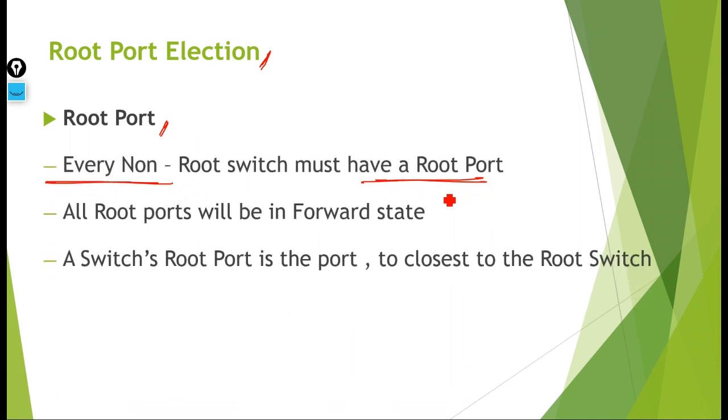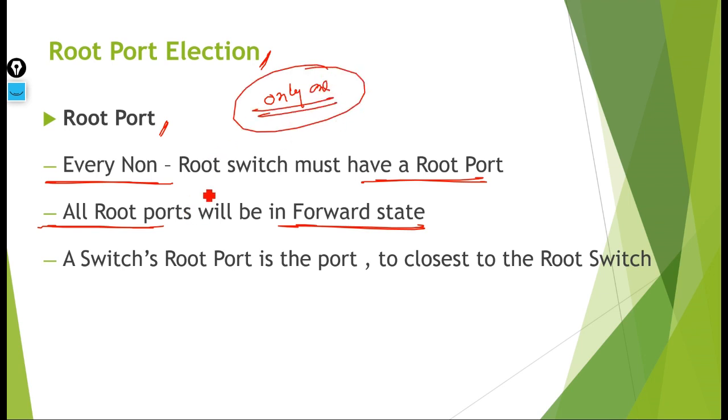The other elections which happen: the root port election. Every non-root switch must have a root port, and all root ports will be in the forwarding state, and make sure only one root port will be there per non-root switch, and the root port is the closest path to the root switch, or you can say the shortest path to the root switch.